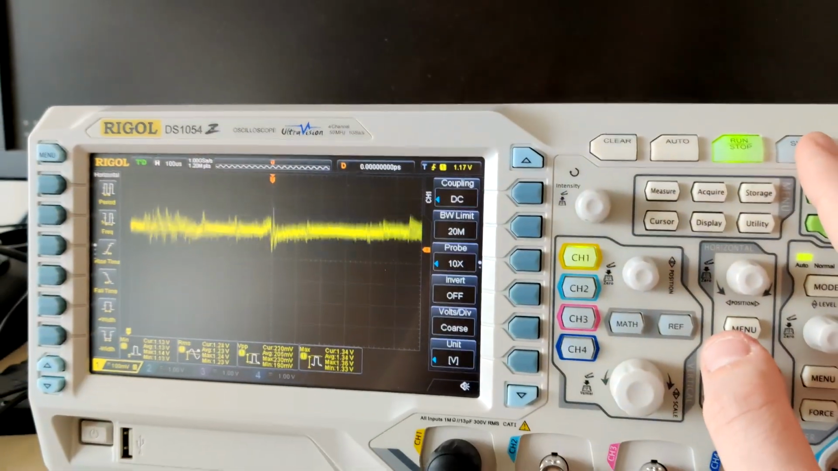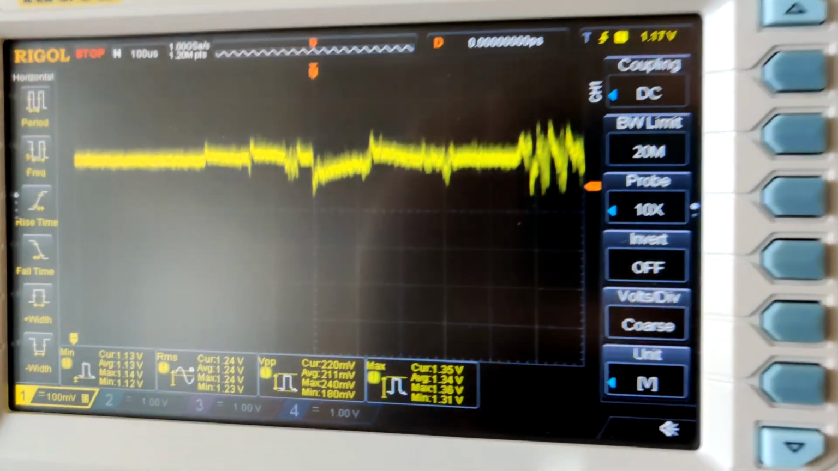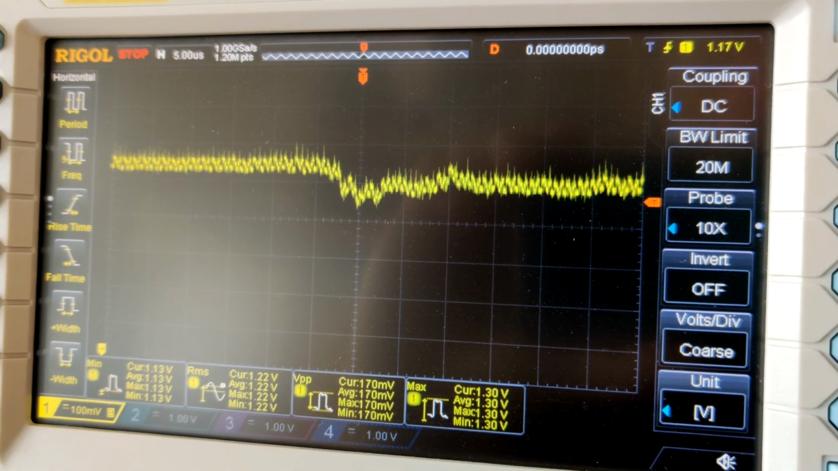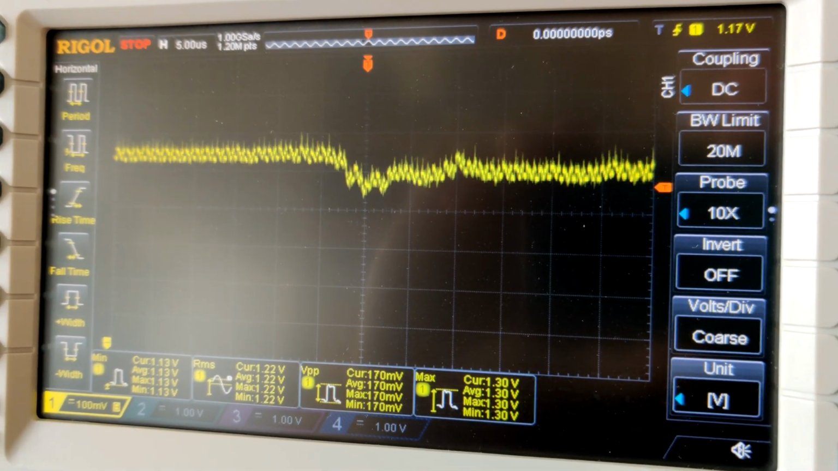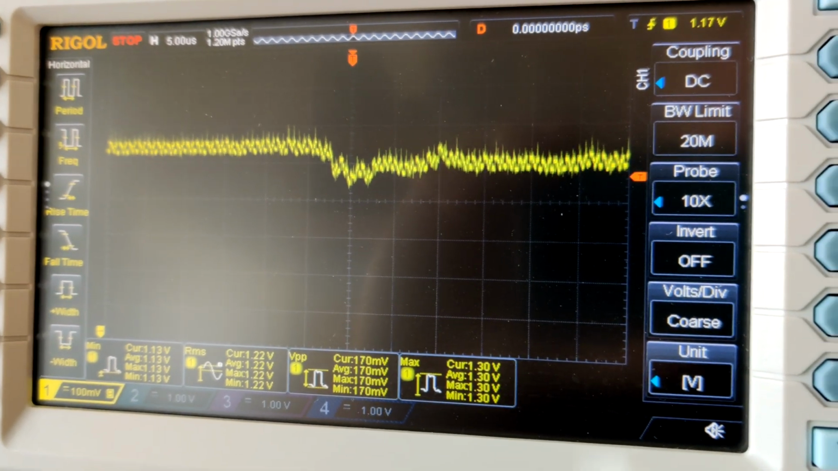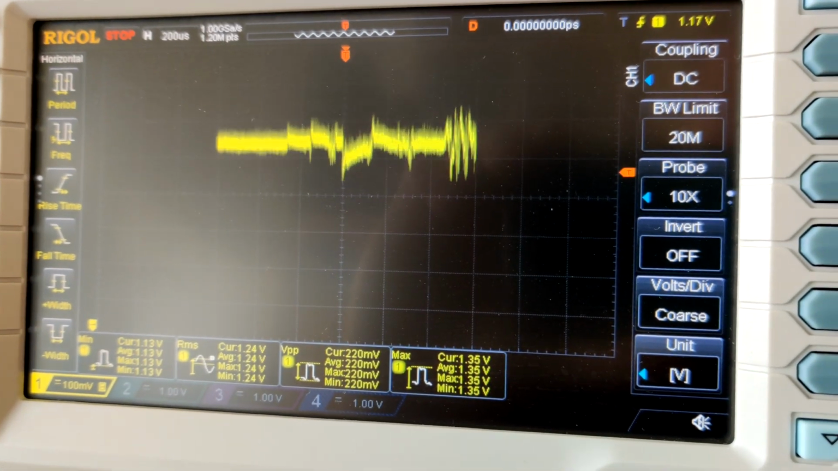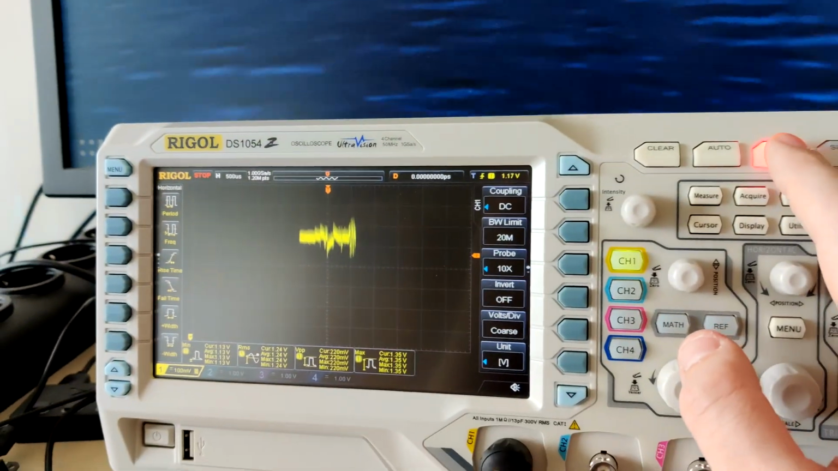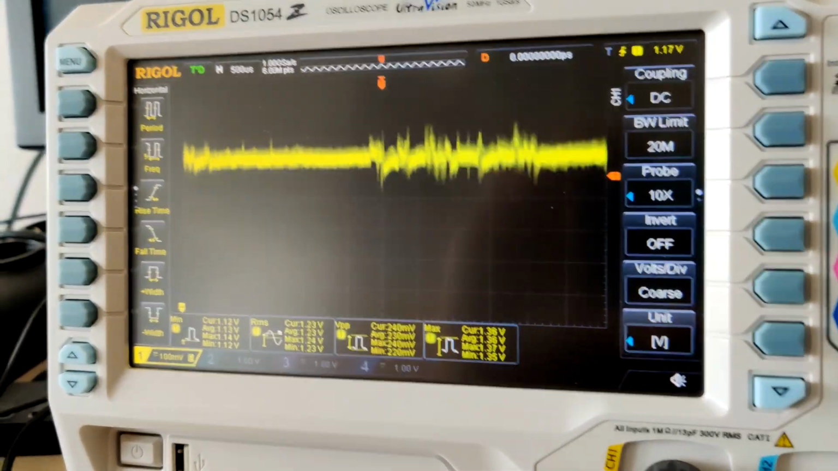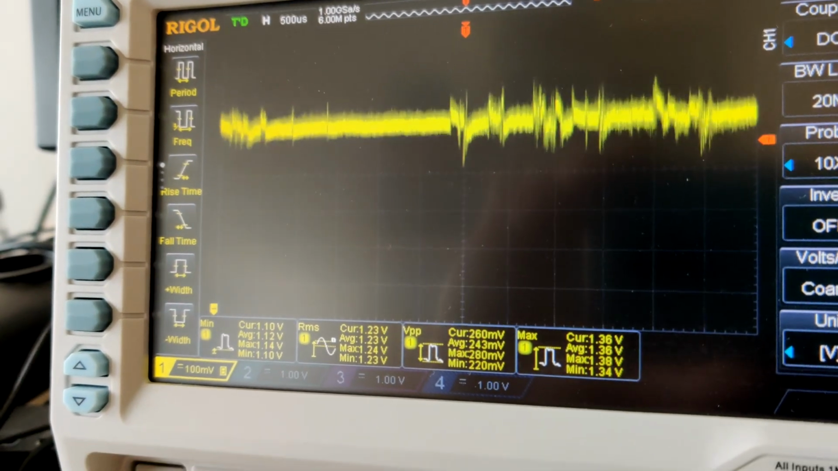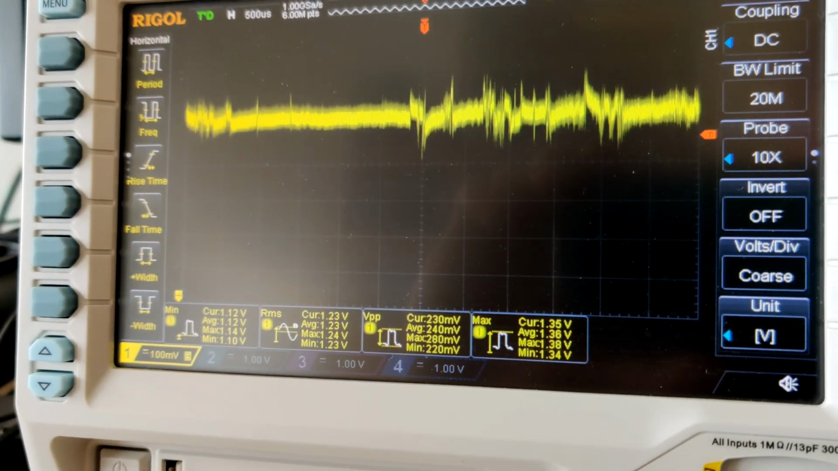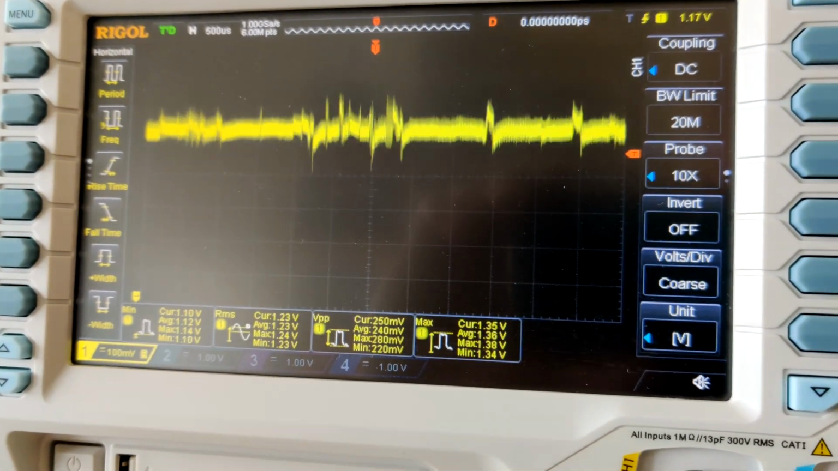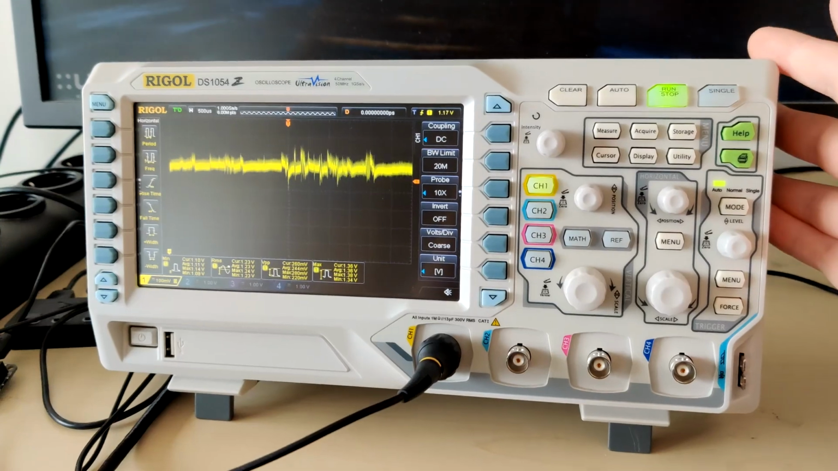Actually, if I just press single, it will capture a single transient for us to look at. And if we now zoom in, the actual transient event is about 10 microseconds. So yeah, pretty long in terms of the GPU, but pretty short in terms of real time. So let me unpause it. And yeah, that's what you can do with an oscilloscope. That's the nice thing you can do with one of these things.